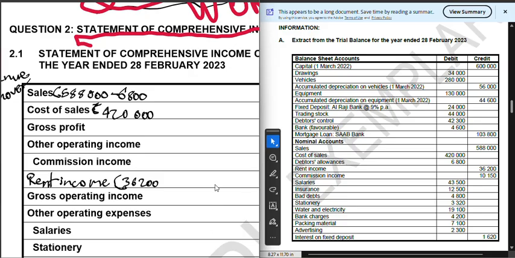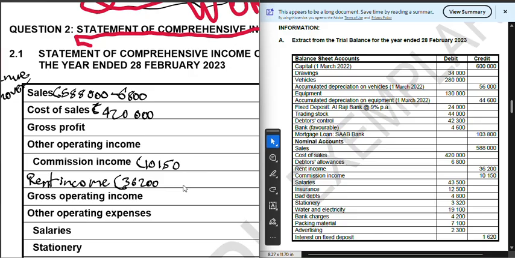We continue. After rent income, oh, there's commission income. In our answer sheet, commission income has already been written. So we simply open a bracket there, then transfer the amount. That's 10,150. All right, and then we go to the next one.